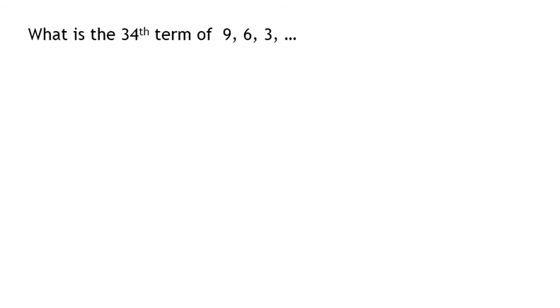So what is the 34th term of this particular sequence? Now, when I look at it, I go from 9 to 6 to 3. And what's happening here, to me, looks like it's arithmetic. Each time I'm taking the 9 and subtracting 3 to get the 6. I'm taking the 6 and subtracting 3 to get the 3. So it looks like I have a common difference, d, that is equal to negative 3.